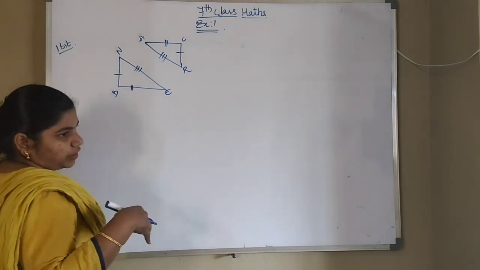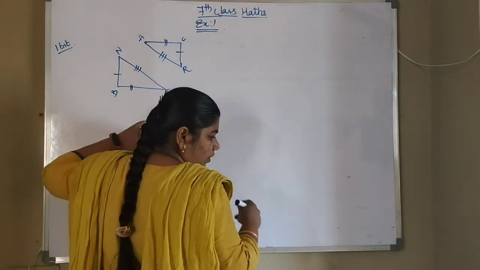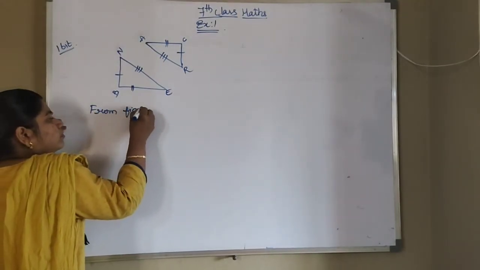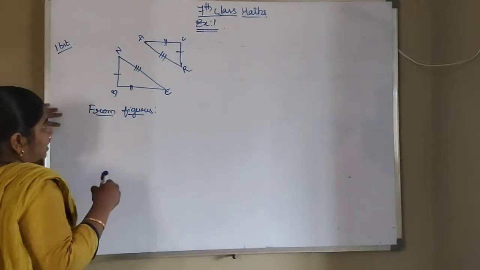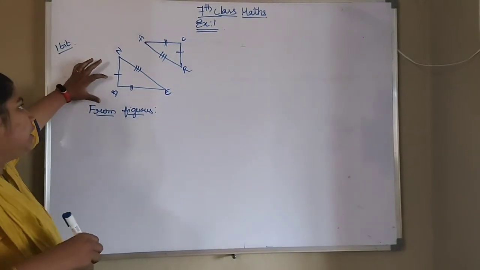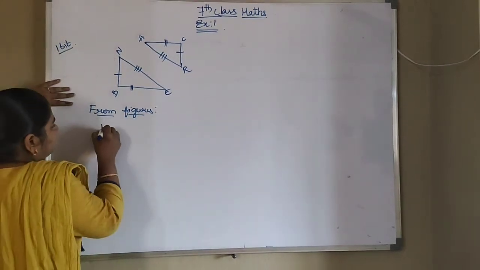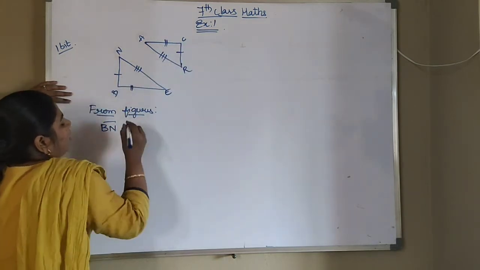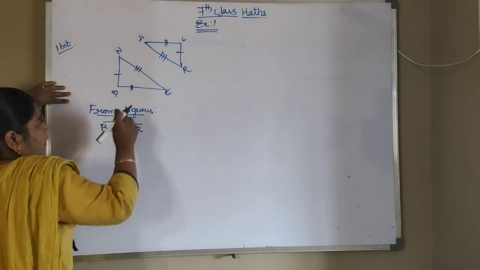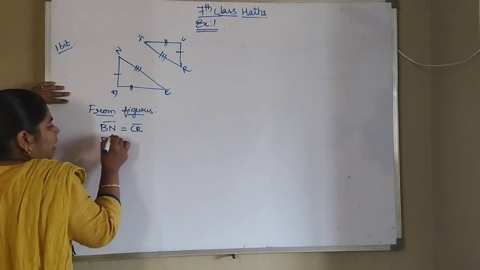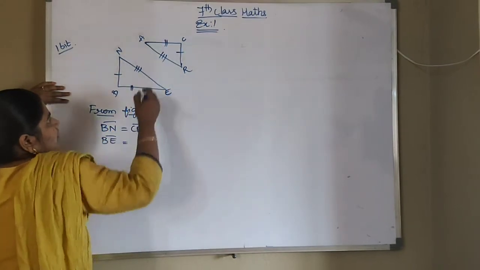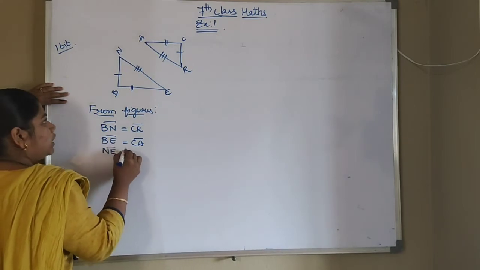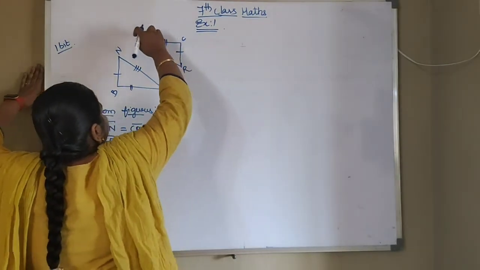So why they are congruent we will also write. So from the figures, which sides are equal here? First, one line side we will take, that is BN line segment is equal to which line? That is CR line segment. Okay, next two lines. Now we can take BE line segment is equal to what? That is CA line segment. And next is NE line segment is equal to, we can write it as RA line segment.